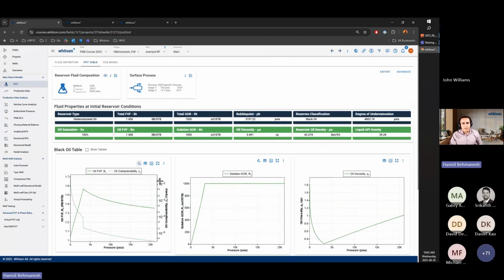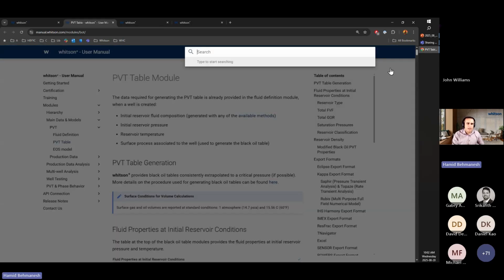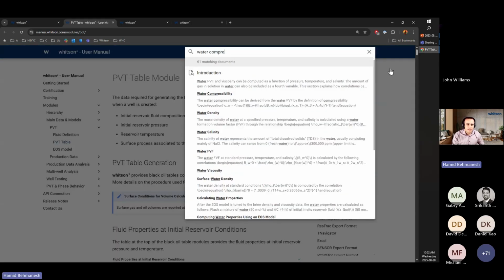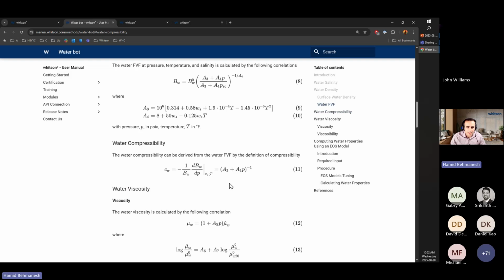If we want an idea about the compressibility of water, click on the user manual, there's a question mark. If you click on that and simply type water compressibility, the water compressibility entry shows up here, and these are all the equations for it. There are some correlations, and this is how it is calculated in Whitson. So all the information for the PVT properties of the water is listed here.